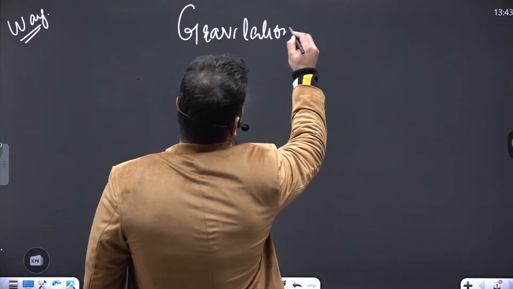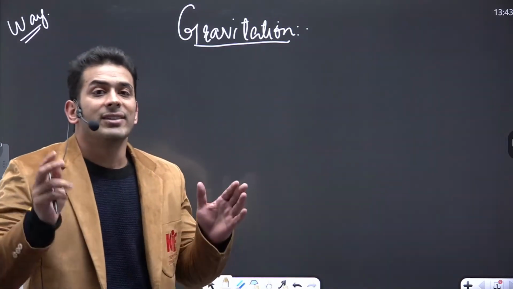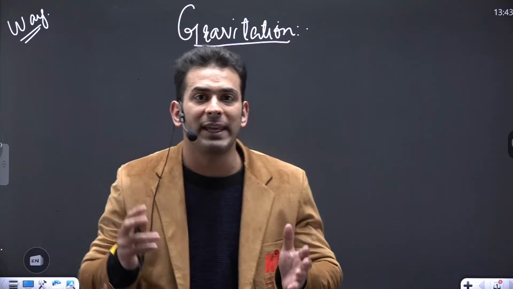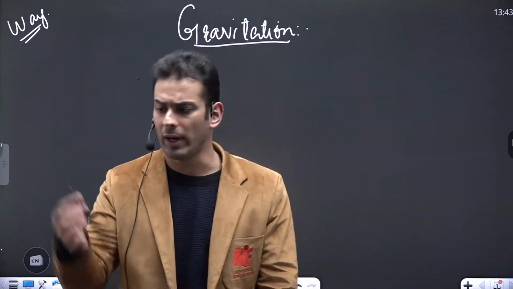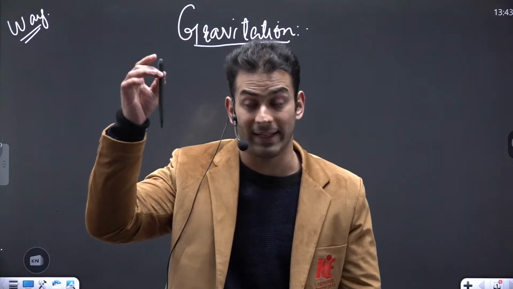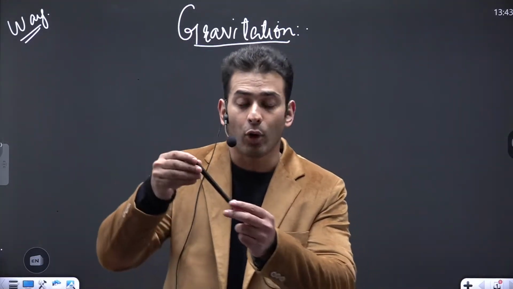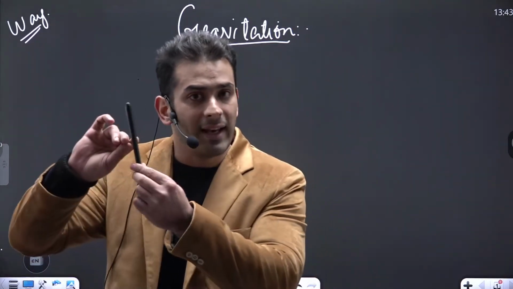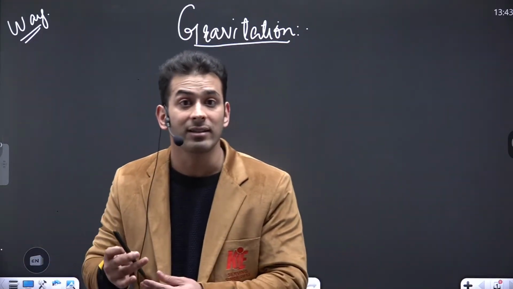What is gravitation, beta? Gravitation is a force. Okay, beta? Gravitation is a force experienced by a mass. Whenever there is a mass, for example, I have this pen in my hand. It's having some mass. What's the definition of mass? Anything that occupies space, or you can say the amount of substance in an object. Right, beta? That is mass, right?